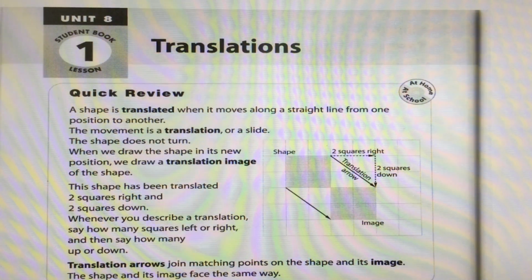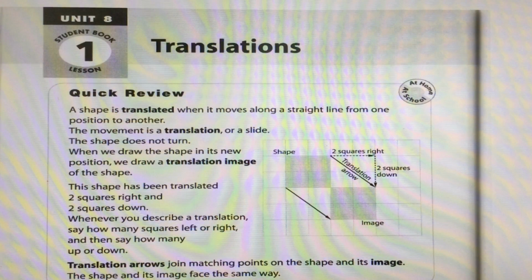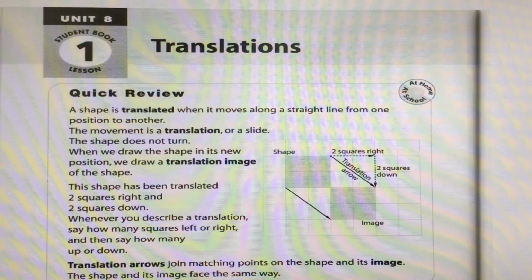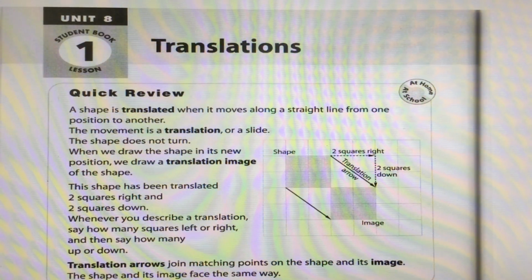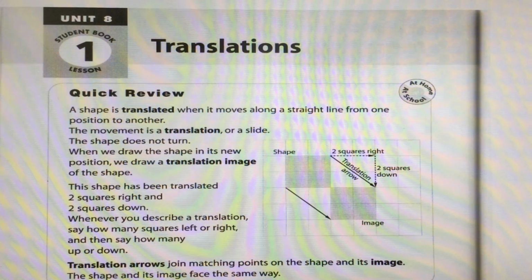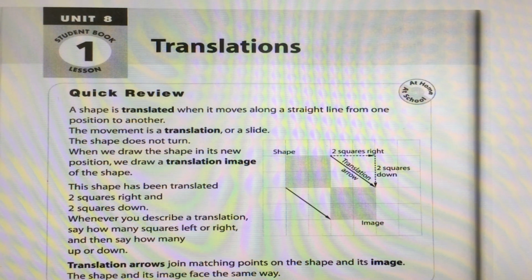Unit 8 talks about transformations, which means changes. So we're going to be talking about 3 different types of changes. The first one is a translation. And a translation is a slide or a move. So the shape that we're going to be translating slides or moves to a new position.